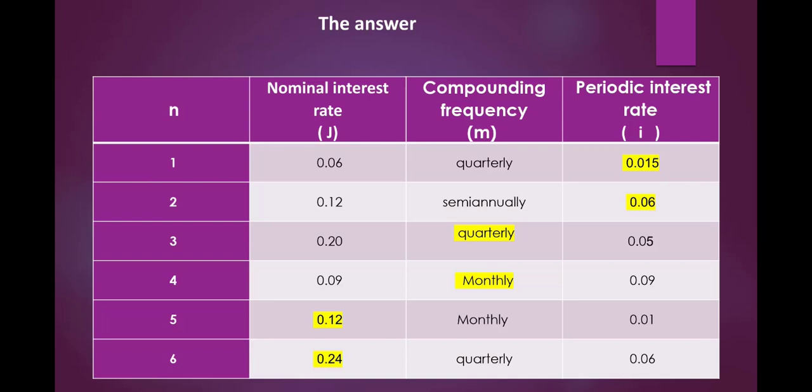And for number 5, J will be equal to 12 times 1%, so J will be equal to 12%. And for number 6, M equals 4, I equals 6%, so J will be equal to 6 times 4, which is equal to 24%.